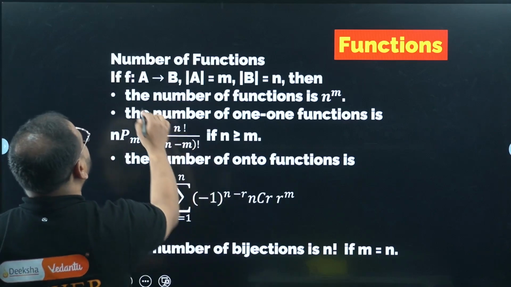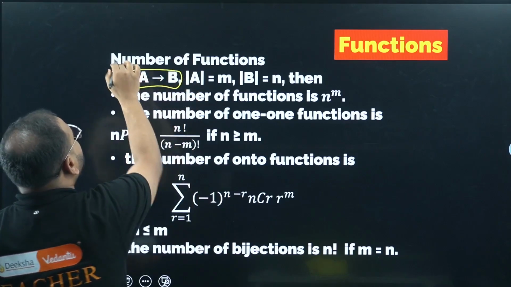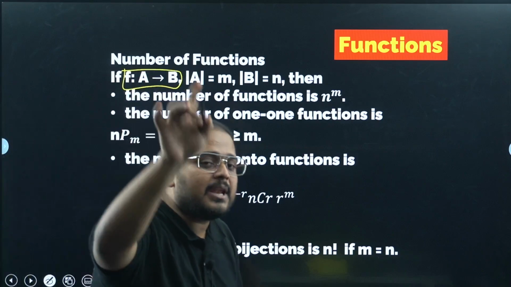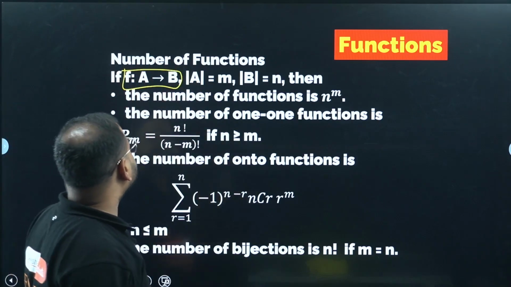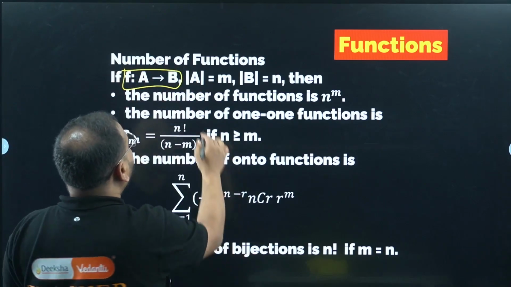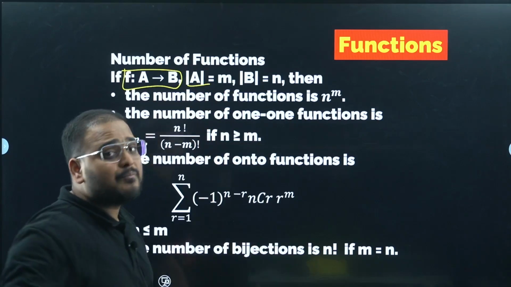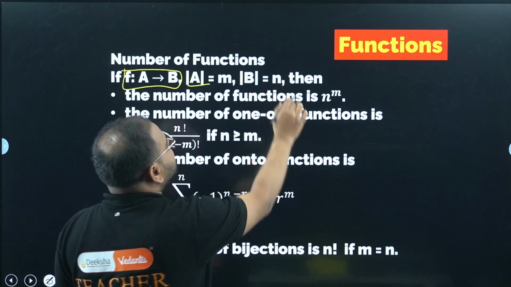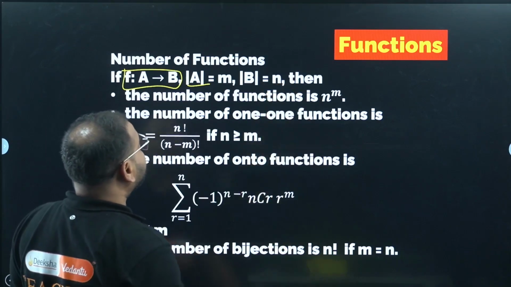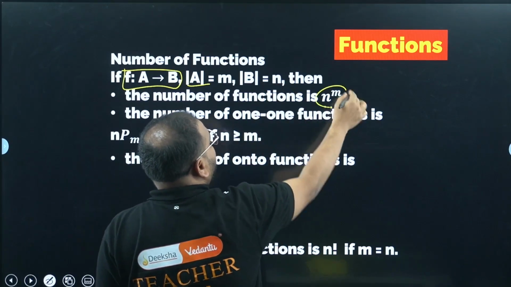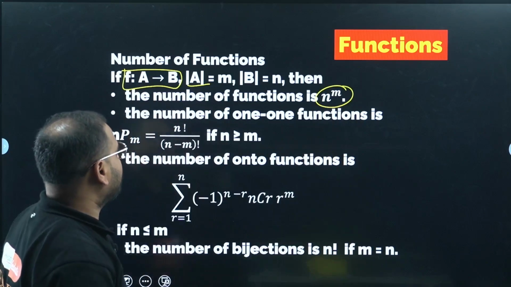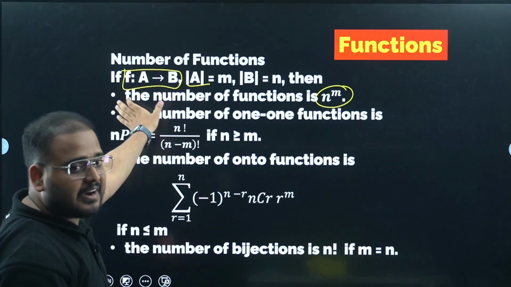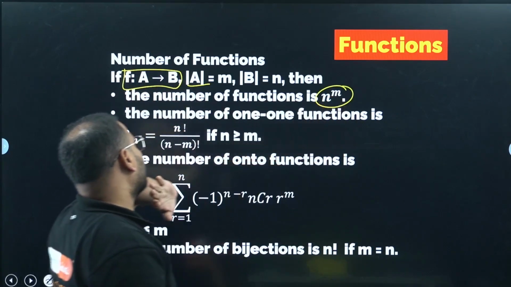So what does this represent, sir? The function from A to B means A is my domain, B is my codomain. Mod of A means the number of elements in A is M, and the number of elements in B is N. The number of functions is N to the power M. From A to B, if a function is defined, the number of functions is given by N to the power M.